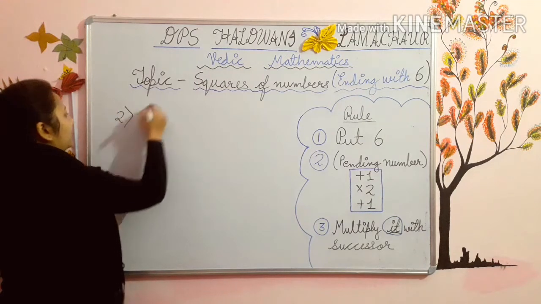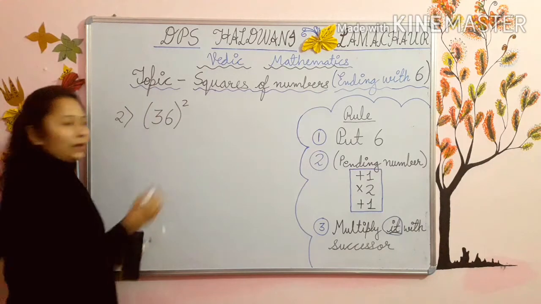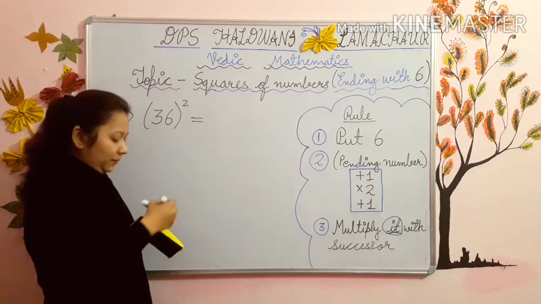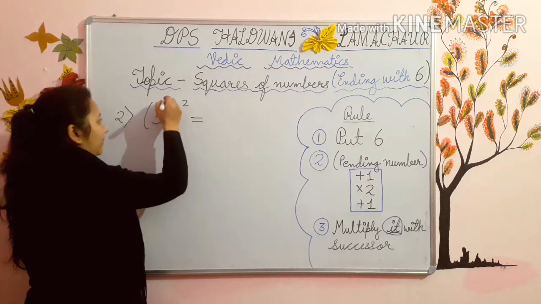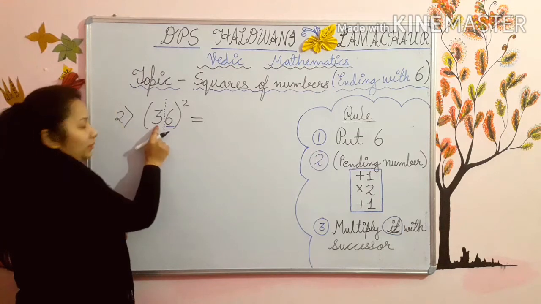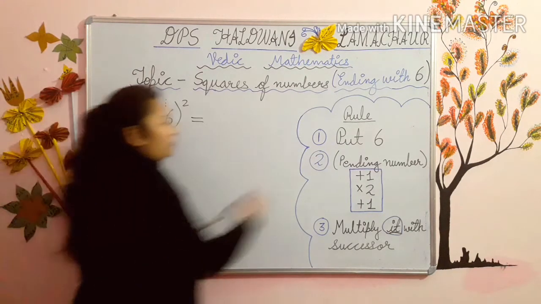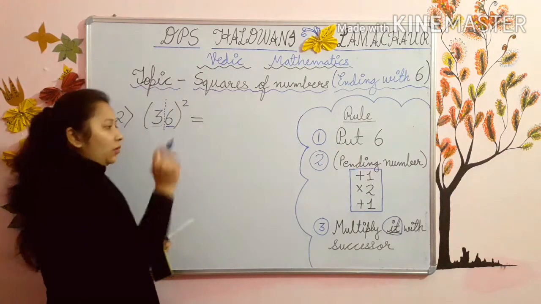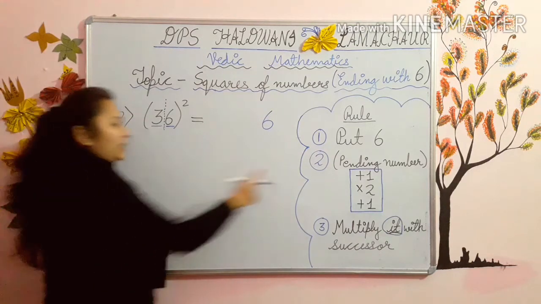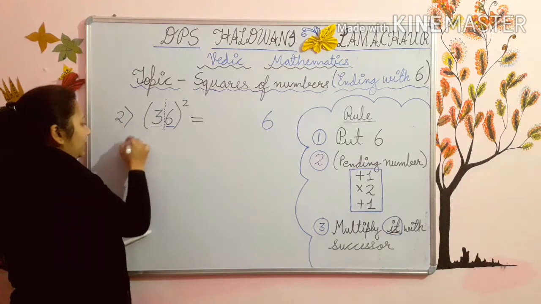Your next sum is the square of 36. Now, divide the number first of all. See, I am dividing the number here. I have removed the 6. Now, the pending number is 3. Now, first of all, use the first rule. Put 6. Now the next is pending number. Your pending number is 3. So apply the second rule.